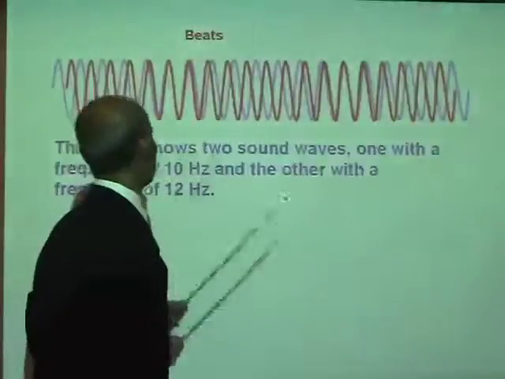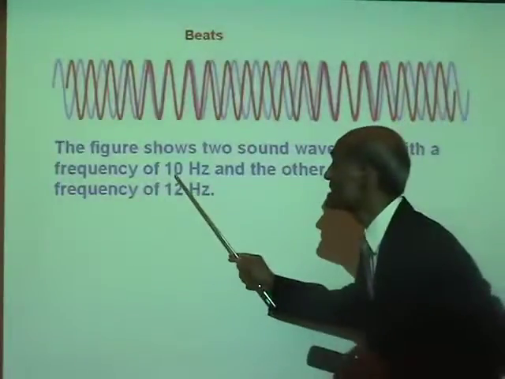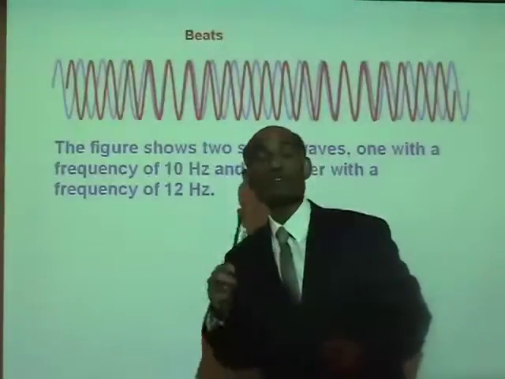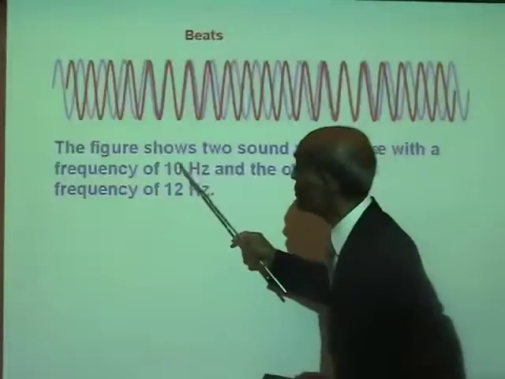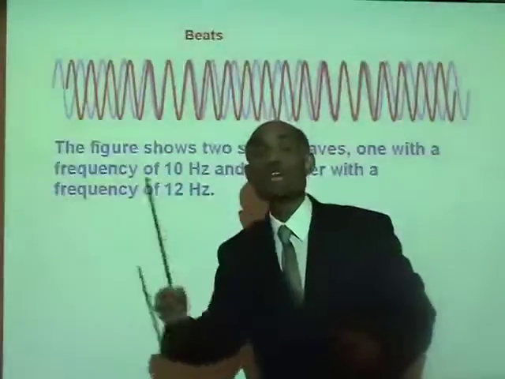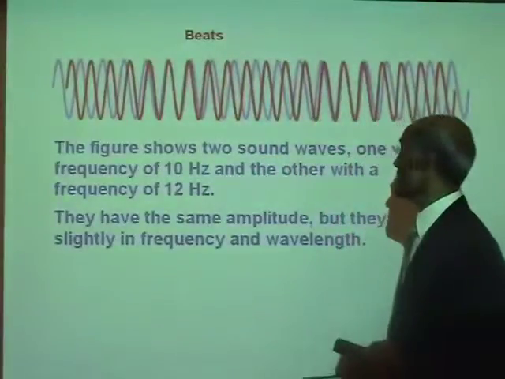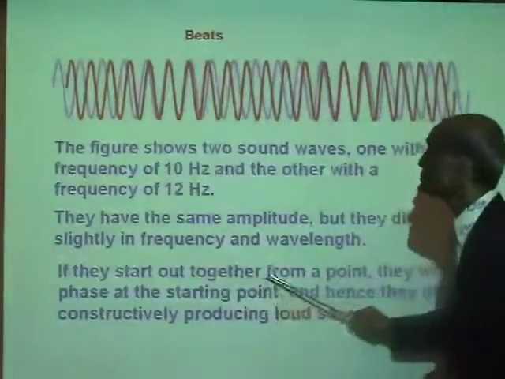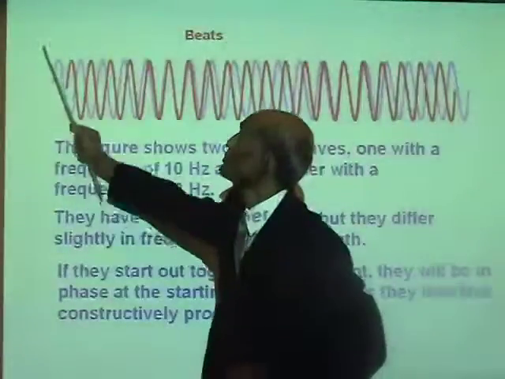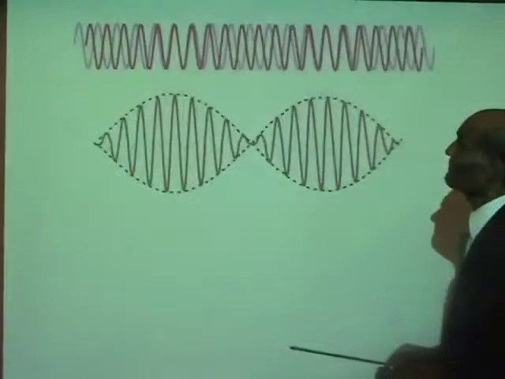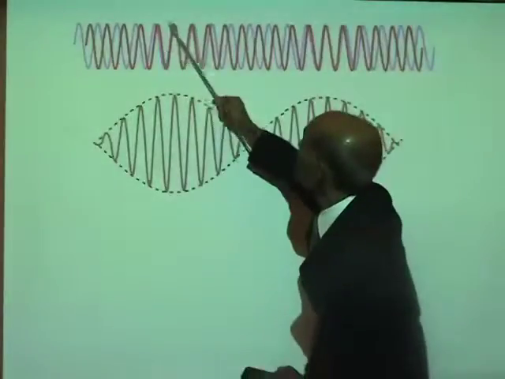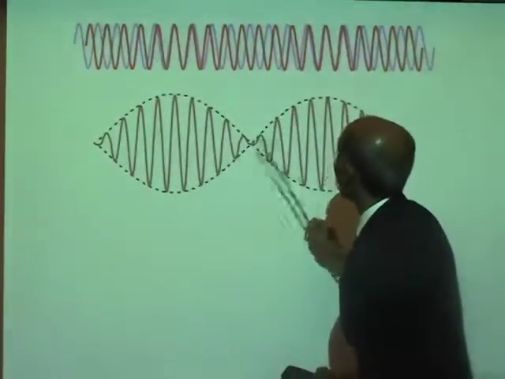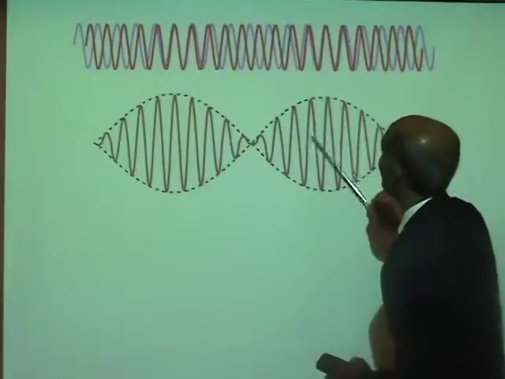Alright. So, the figure shows two sound waves, one with a frequency of 10 Hz and the other with a frequency of 12 Hz. That means there is a small difference in the frequency, that is 2 Hz. So, as they advance, these two waves will get in phase and out of phase 2 times a second. They have the same amplitude, but they differ slightly in the frequency and wavelength. So if they start out together, they will be in phase, producing a loud sound, constructive interference. And that's what you see when they interfere constructively here, you get a loud sound. But soon they get out of phase, you get no sound. And then a little later they get in phase, you get a loud sound.